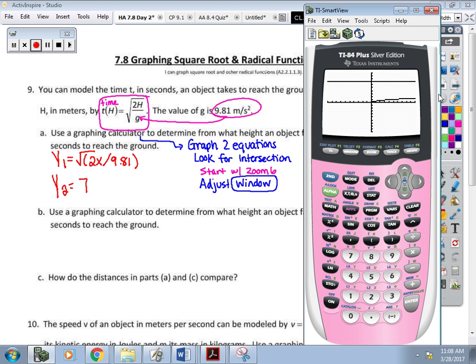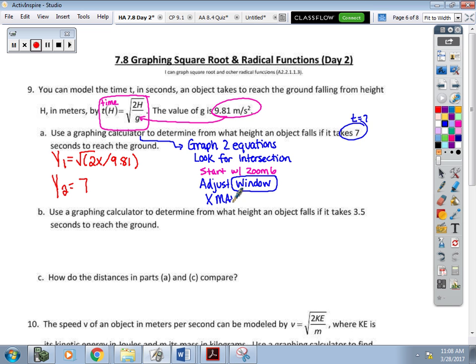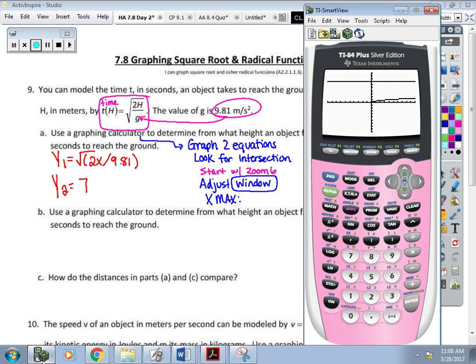Good, I need to change the x max. We don't know what to change it to. It's trial and error. So I'm going to press my window button, go to my x max, which is right now at 10. I'm thinking it needs to be substantially bigger than that. I might go with 100, just because I saw how slow that curve was increasing. So let's try 100. Do not press Zoom 6 again, just press graph. And you can see I'm almost there, but not really. So go back to your window, change it even bigger. Let's go 500. Just a guess, I don't know.